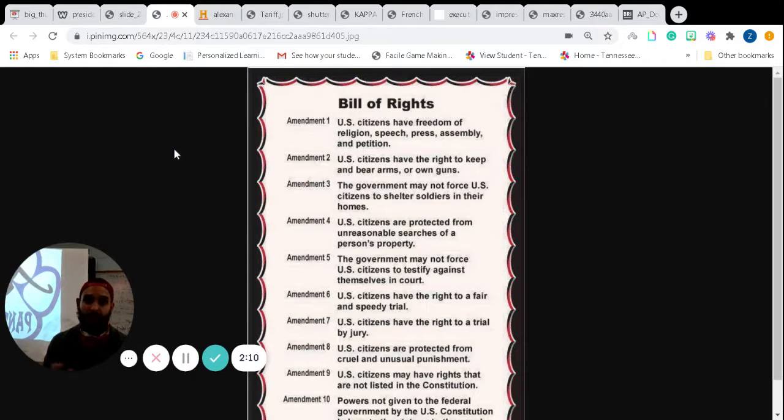Also, the Bill of Rights is passed under George Washington's administration. Once again, the Bill of Rights is the first 10 amendments that you can find in the Constitution. Remember, there's three parts of the Constitution: the preamble, the articles, and the amendments. Once again, the first 10 amendments are known as the Bill of Rights. 12 were proposed, 10 actually got passed.